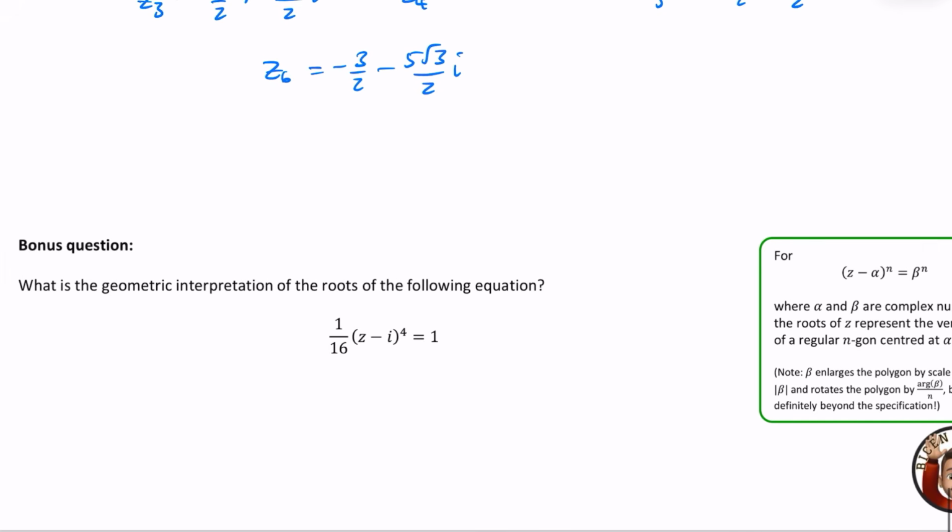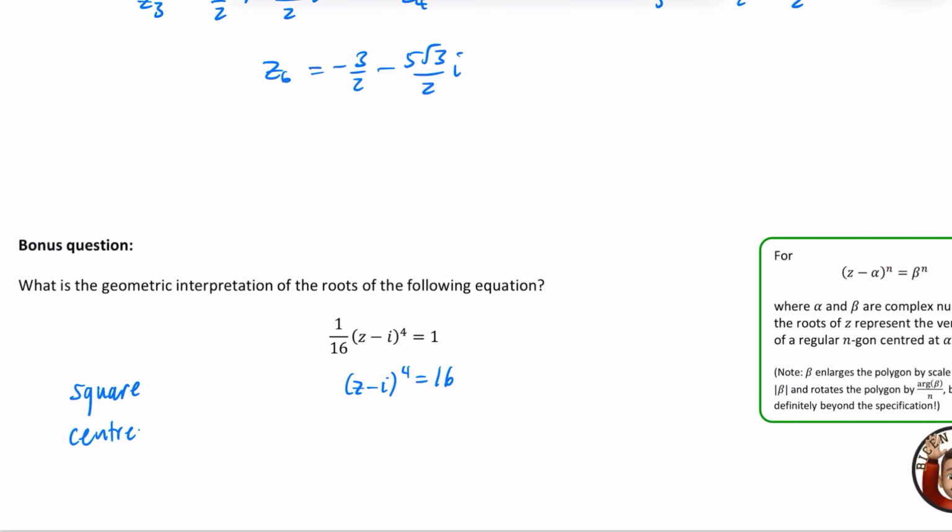So this question says, what is the geometric interpretation of the roots of the following equation? So it's going to be a power of 4 that we've got here, so I definitely know that this is going to be something to do with a square. I'm going to do a little bit of rearranging so that it's just equal to 16. And this thing to do with this minus alpha that we've got here is actually going to tell us where the center of this square is.